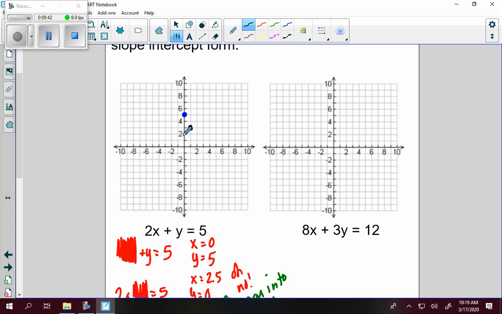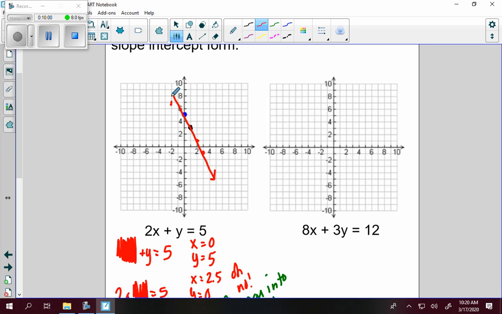I'm not going to start back at 0. I'm going to start where it crosses my y-axis. And then I'm going to draw my line. I'm the worst. I'm going to go down 2 over 1. I'm going to just continue that because then my line's straighter.